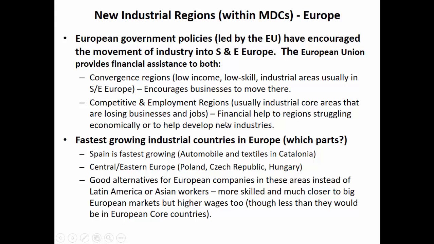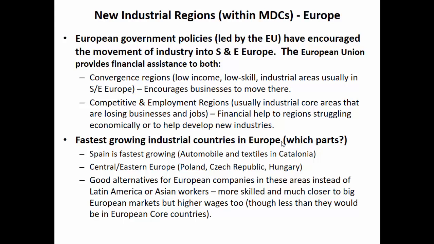The fastest growing industrial country in Europe is Spain. Again, automobiles and textiles. It's especially Catalonia, the area along the coastline of the Mediterranean. Barcelona is the center of Catalonia. That's the area where a bunch of the growth is located. Less so in Madrid, the capital.